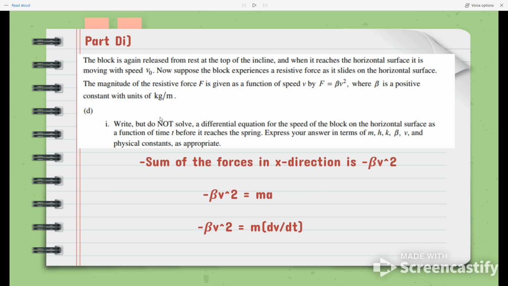So D1, write but do not solve a differential equation for the speed of the block on the horizontal surface as a function of time t before it reaches the springs, expressing your answers in terms of the constants that we will be using. So the key to solve this problem is to first notice our forces.